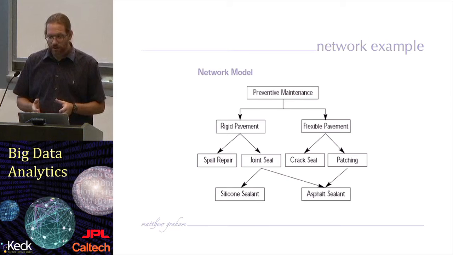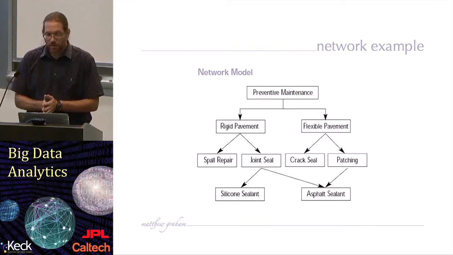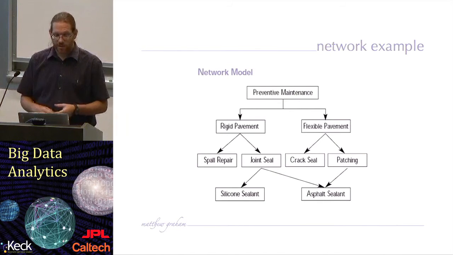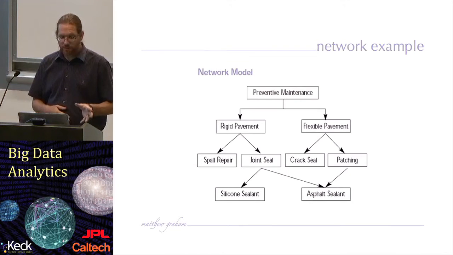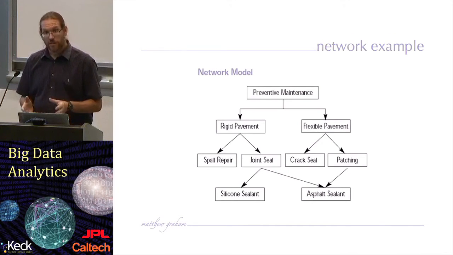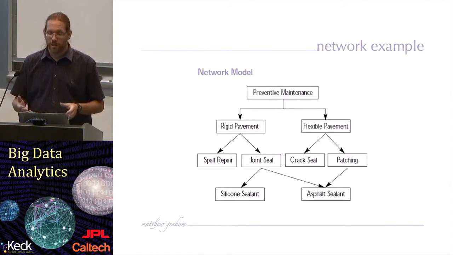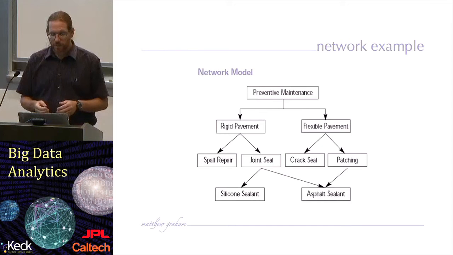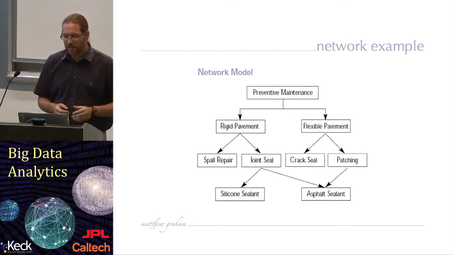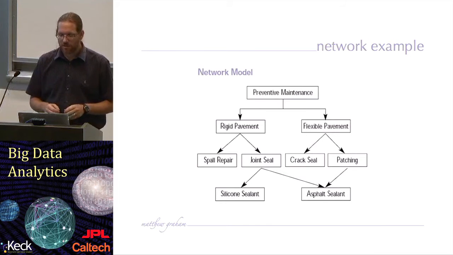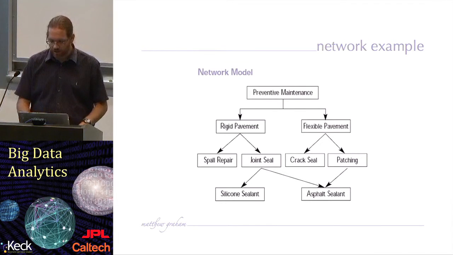An example is shown here of things related to concrete, and you have a number of sets and a number of members. For example, you have the joint seal set, which has as members silicone sealant and asphalt sealant, but the joint seal itself is also in the rigid pavement. The way this differs from the hierarchical data model, though, is that certain objects can have more than one parent. For example, asphalt sealant is both a member of the joint seal set and also in the patching set. So this is more networked, less hierarchical.